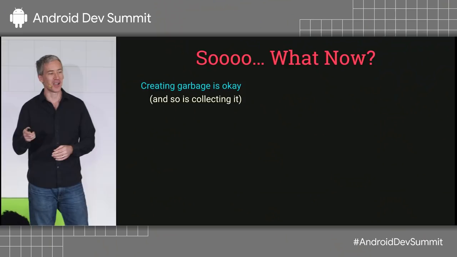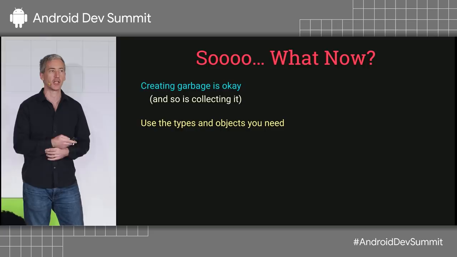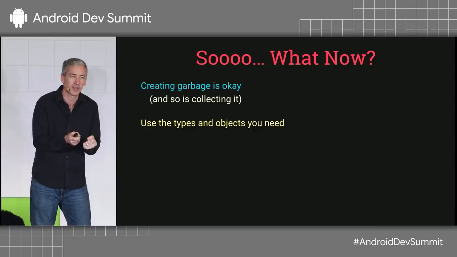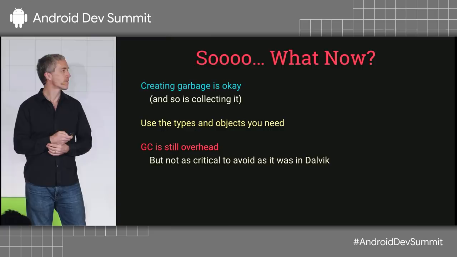So in general, creating the stuff, if you need it, is OK, and so is collecting it. Use the types and the objects that you need. If they make sense for the architecture, for the APIs that you're building, for the libraries, for your code, go ahead and use those. We are not pushing everybody to use int and bit flags everywhere to optimize every little CPU cycle and memory allocation. Instead, go ahead and allocate when you need to for your use case. However, GC is still overhead. And we're going to look at a demo that showcases that. And make the right choices for you.